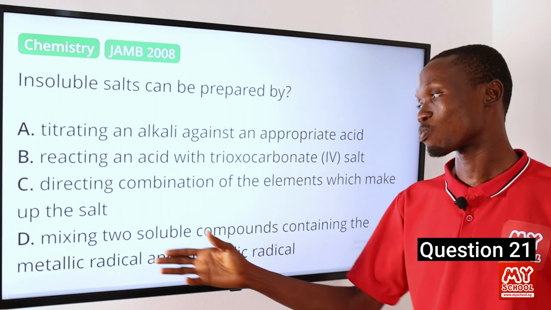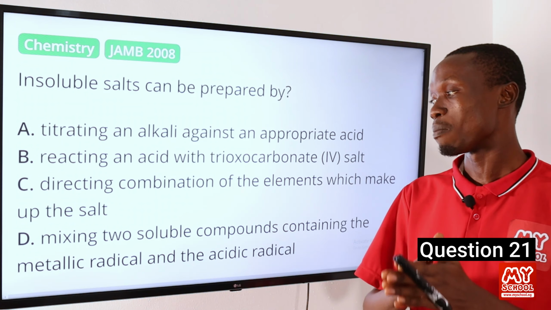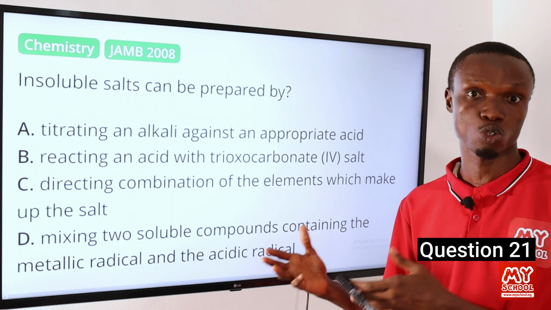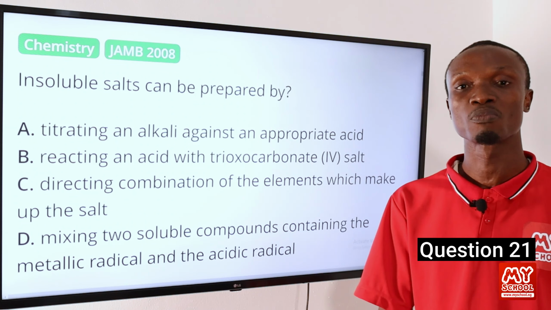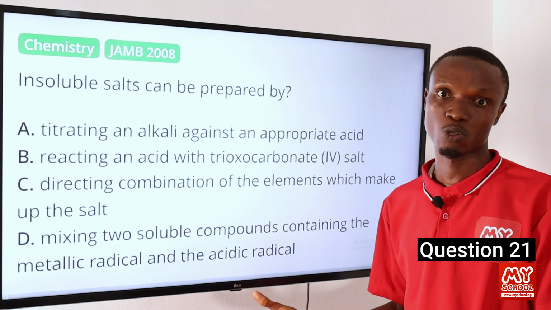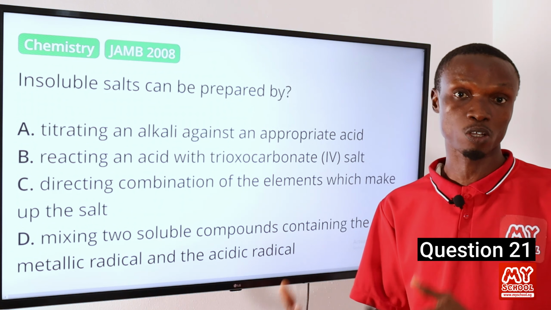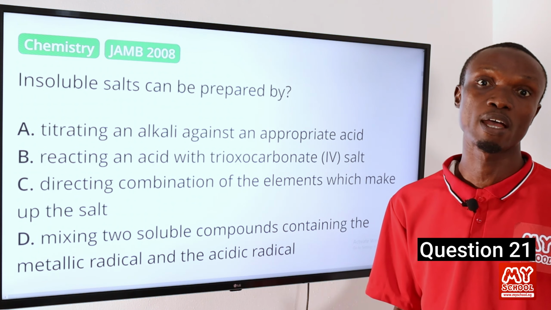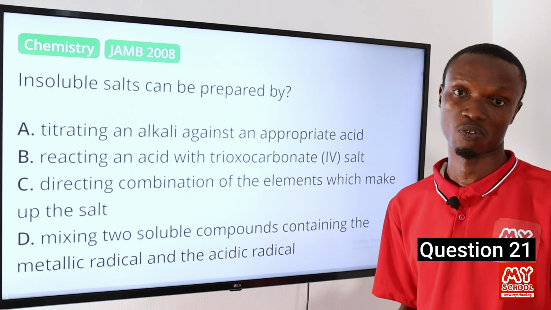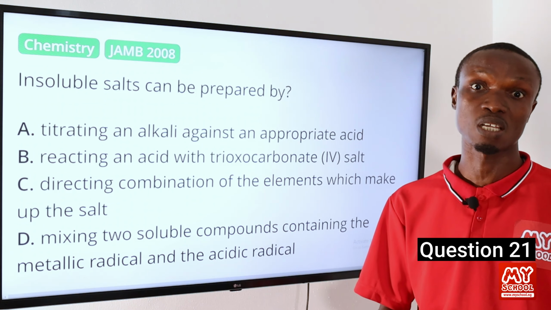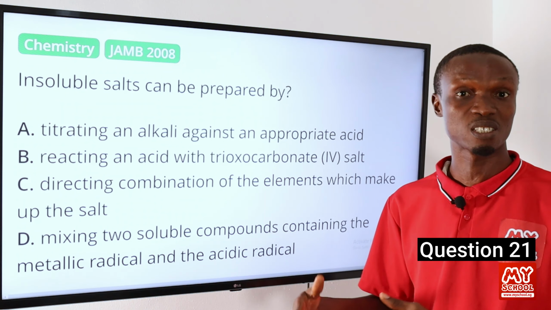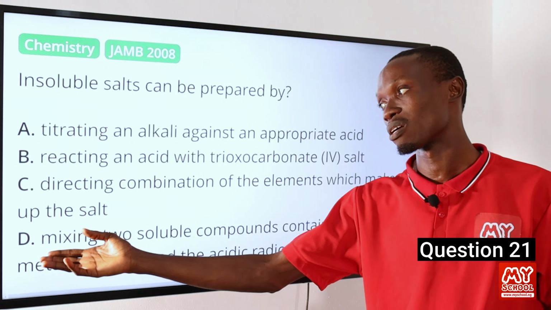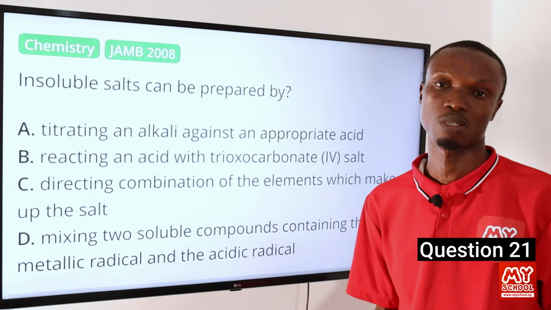During this process, mixing two soluble compounds containing metallic radical and acidic radical, there's an exchange of radicals between these two salts to produce one salt that is soluble and one that is insoluble. The insoluble salt is obtained through filtration. A good example is the reaction of sodium chloride with silver trioxonitrate V to produce silver chloride, which is an insoluble salt, and sodium trioxonitrate V, which is a soluble salt. So option D is a more correct option than option C.